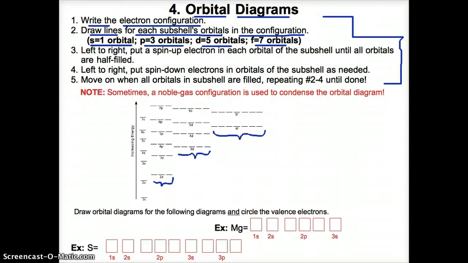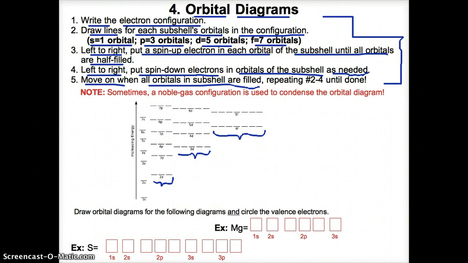Then what you have to do is, after you draw the correct number of orbitals for each of the subshells in the electron configuration, left to right, you have to put a spin up in each orbital as necessary until all orbitals are half filled. Then step 4, left to right, you have to put the spin down electrons in orbitals of the same subshell only if you need to. If you don't need to, then just stop where you need to. Step 5, you have to move on when all the orbitals in the subshell are filled, making sure you repeat steps 2 through 4 till done.